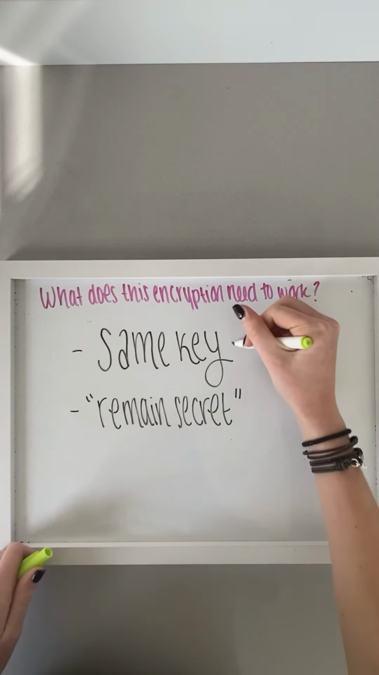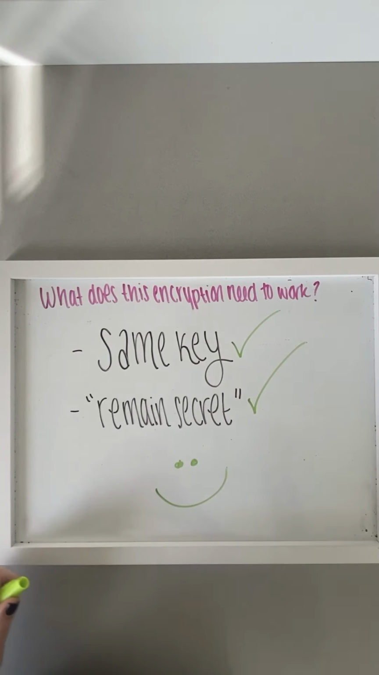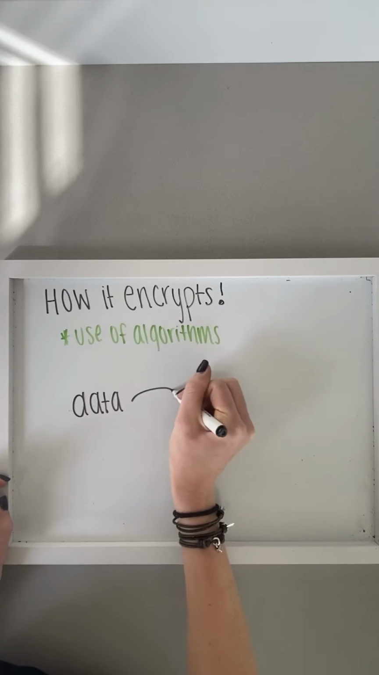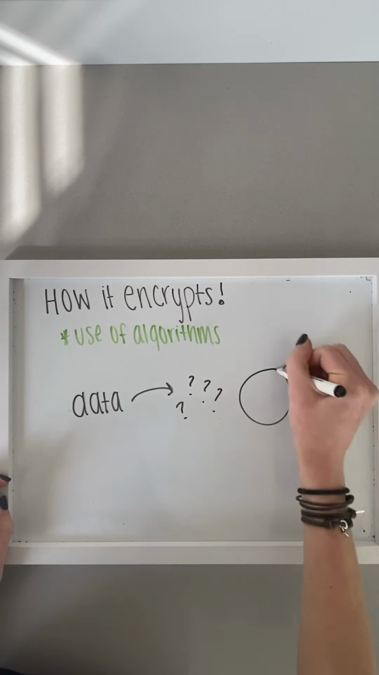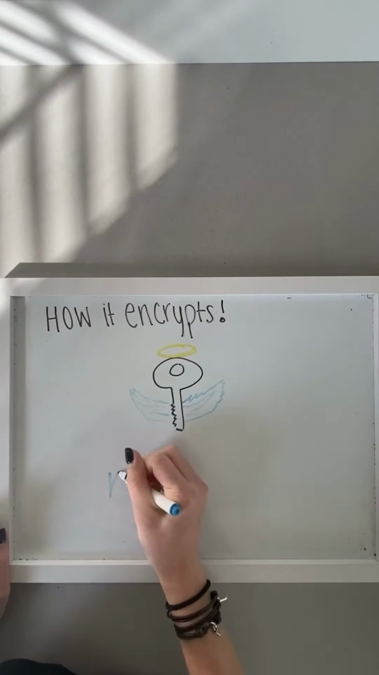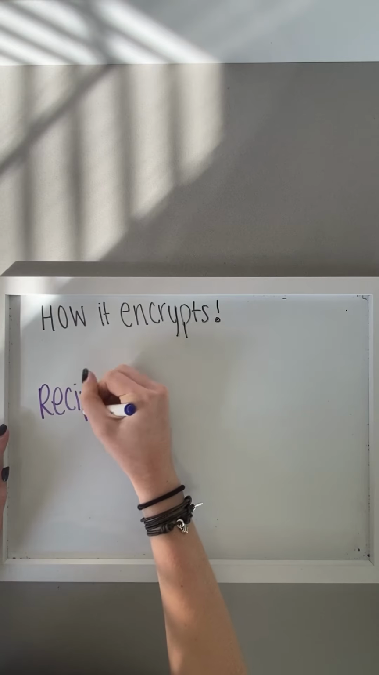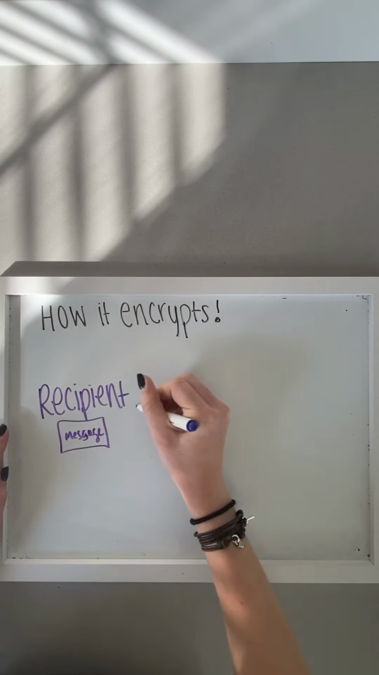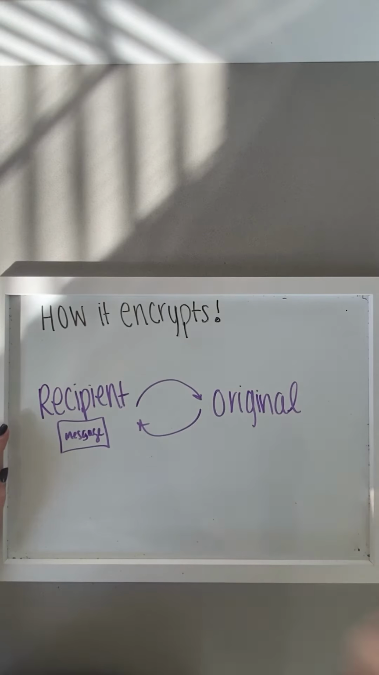So now that we know what this encryption needs to work, now it's time to talk about how it actually works. Symmetric key cryptography works by the use of algorithms. Data is converted to a form that cannot be understood by anyone who does not possess the secret key to encrypt it. When the recipient has the message, the algorithm reverses the action so that it is back to the original understandable form. This key could be specific or it can be randomized.